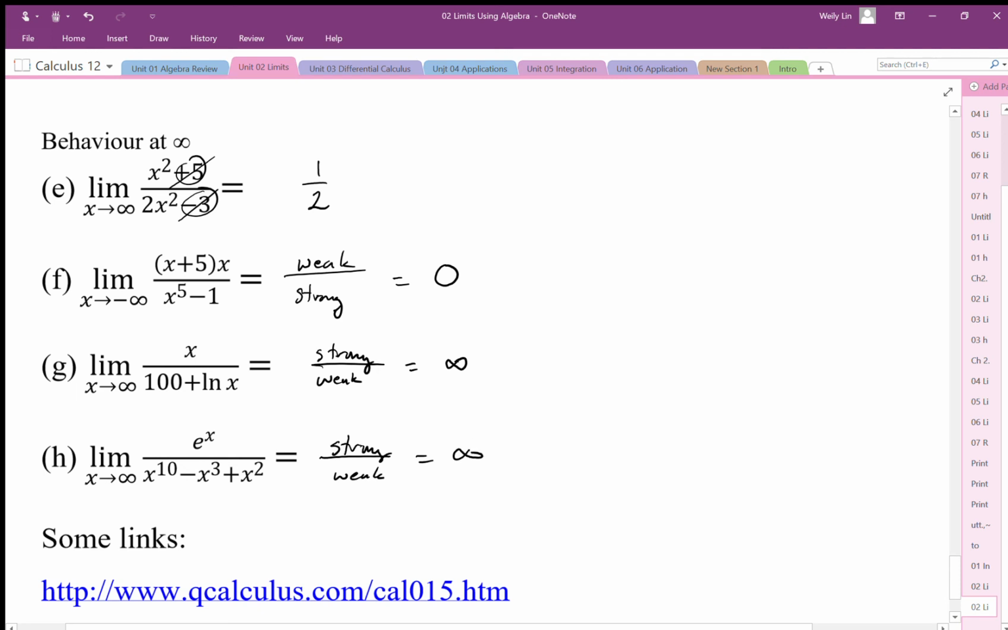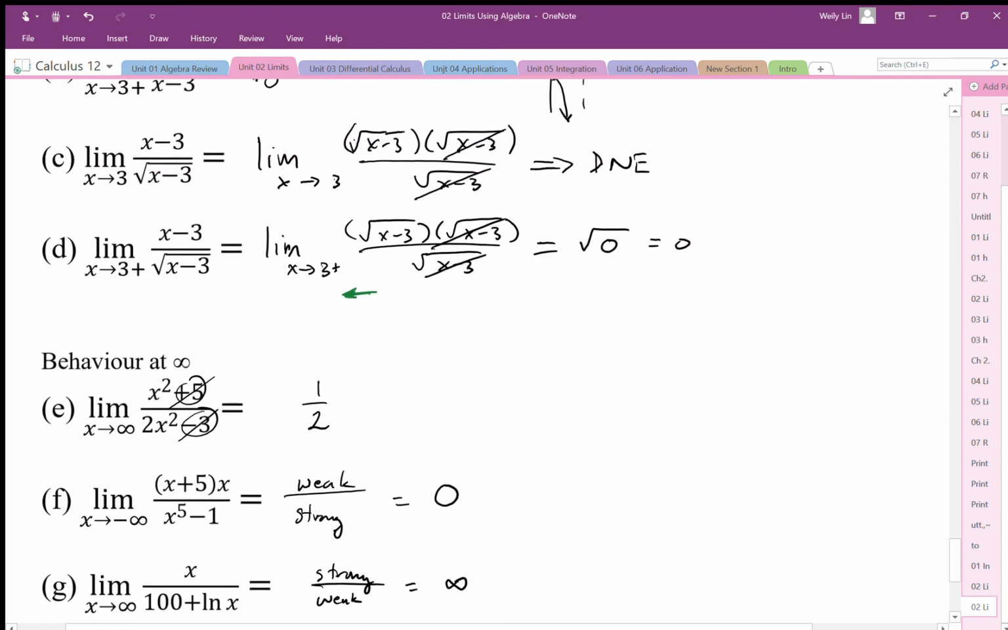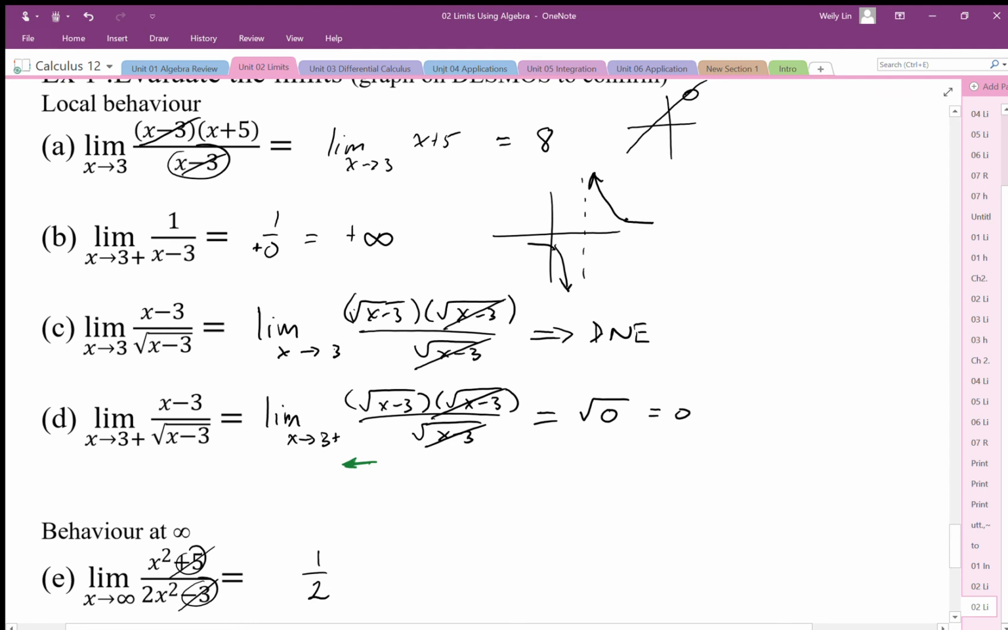Okay, so this is a good idea to graph these to just confirm what you're seeing. These, especially these ones here, this is local behavior. These ones are a little bit hard, and we really want to make sure that this one here, we understand why that one doesn't exist as a two-sided limit, but exists as a one-sided limit. Okay, so we should really check that graph out.